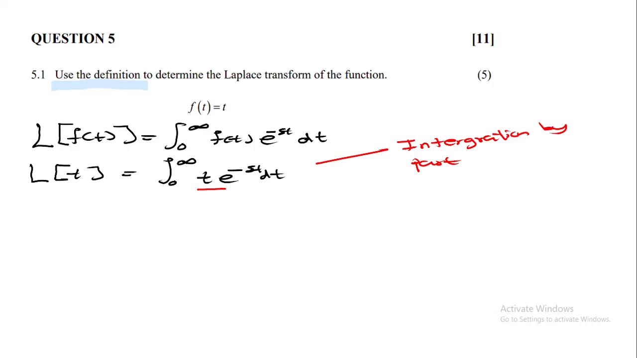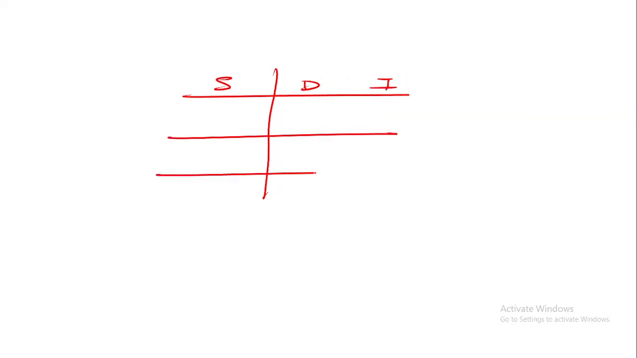You can use whichever method works for you, but in this case let's use the tabular method because it is simpler and saves time. You're going to have your table with sign, D, and I. So you have plus, minus, plus. The differential function is going to be t. If you differentiate t, you get 1.